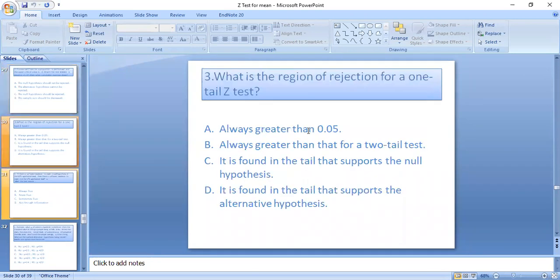The third MCQ is: what is the region of rejection for a one-tailed z-test? Is it always greater than 0.05? Is it always greater than that for a two-tailed test? Is it found in the tail that supports the null hypothesis, or is it found in the tail that supports the alternative hypothesis? The correct option is C. It is found in the tail that supports the null hypothesis.